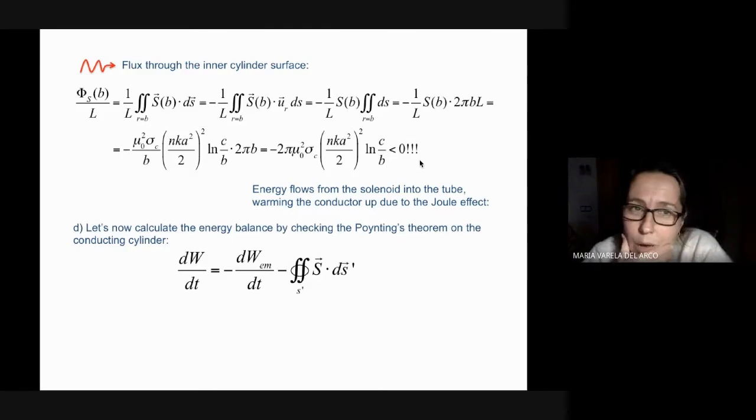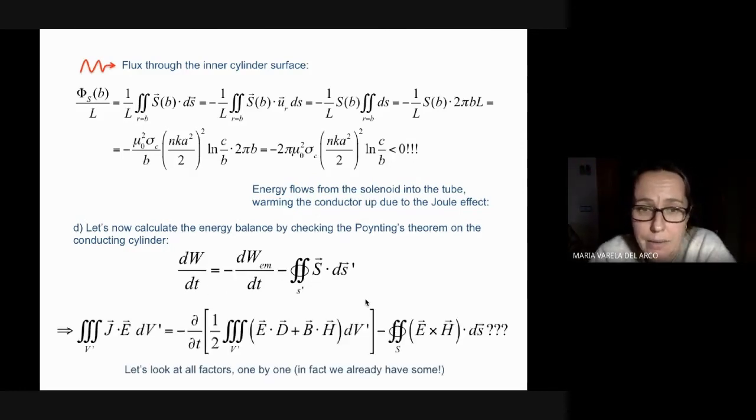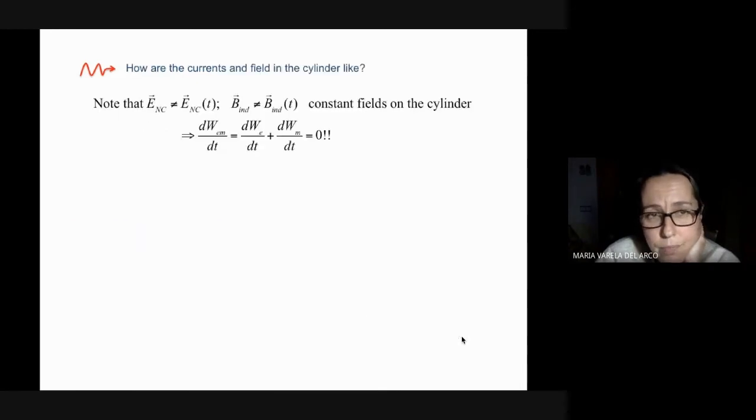All right then, now let's calculate the energy balance by checking Poynting's theorem on the conducting cylinder on this surface. We have to check all of these terms individually. Actually, we have already calculated a number of them. This is the mechanical power, J dot E, this is the variation of the electromagnetic energy, and this is the flux of the Poynting vector. We have already calculated almost all of those. The only ones that we have not looked at so far are the currents and the field in the cylinder.